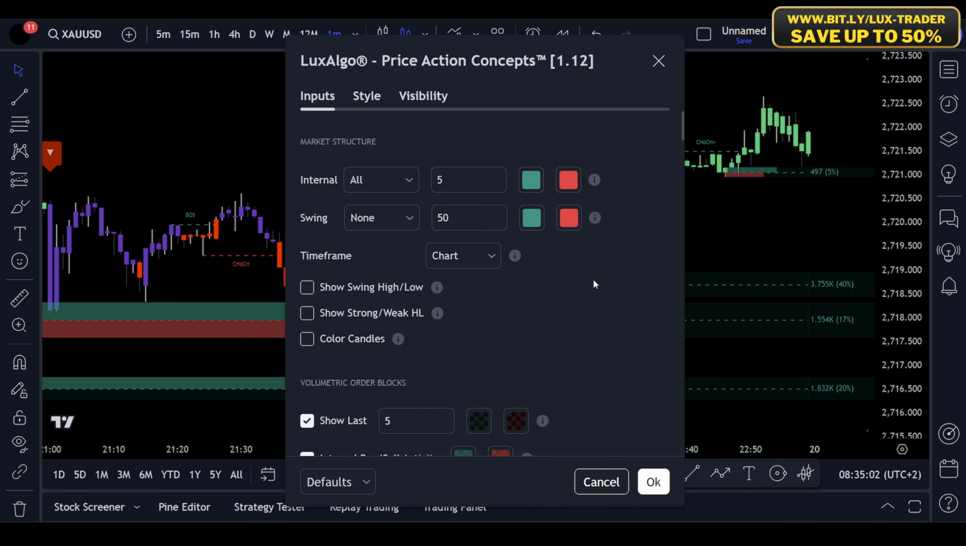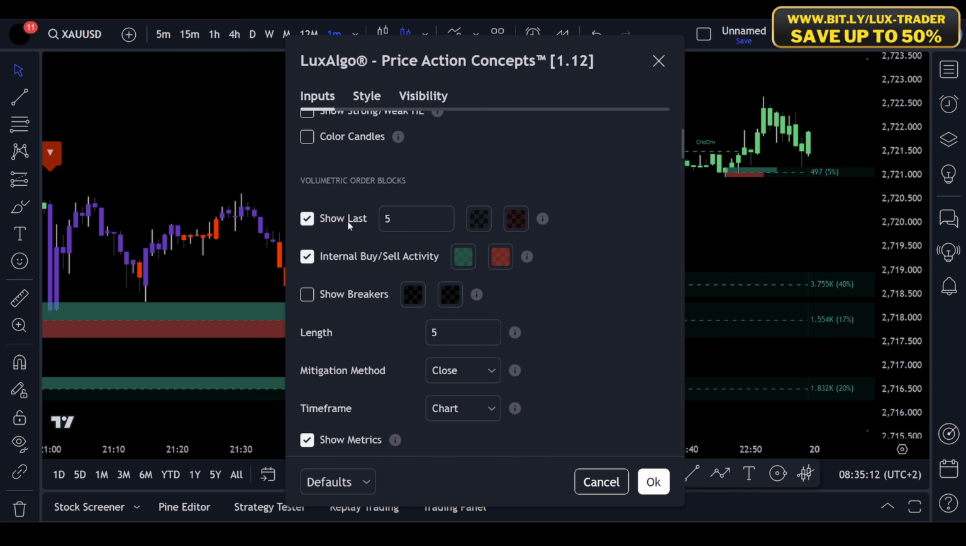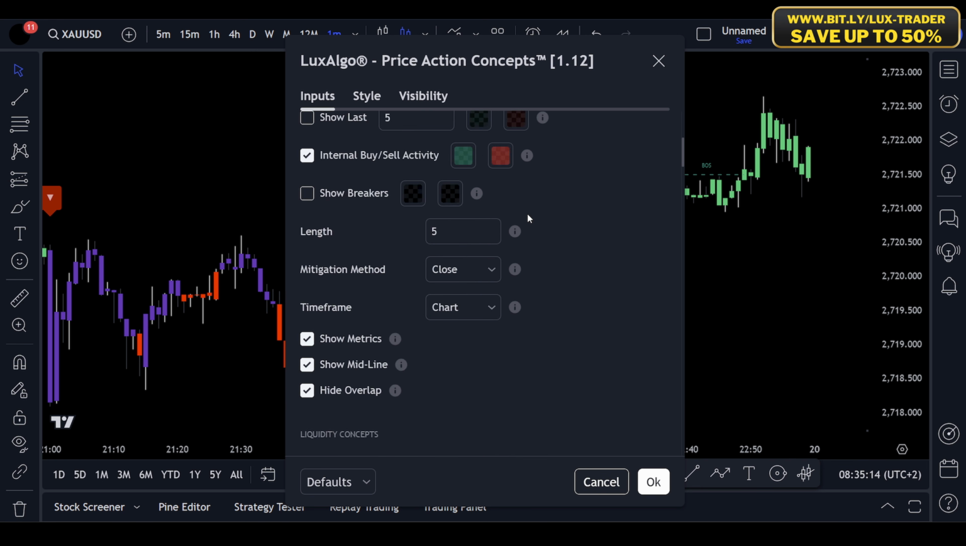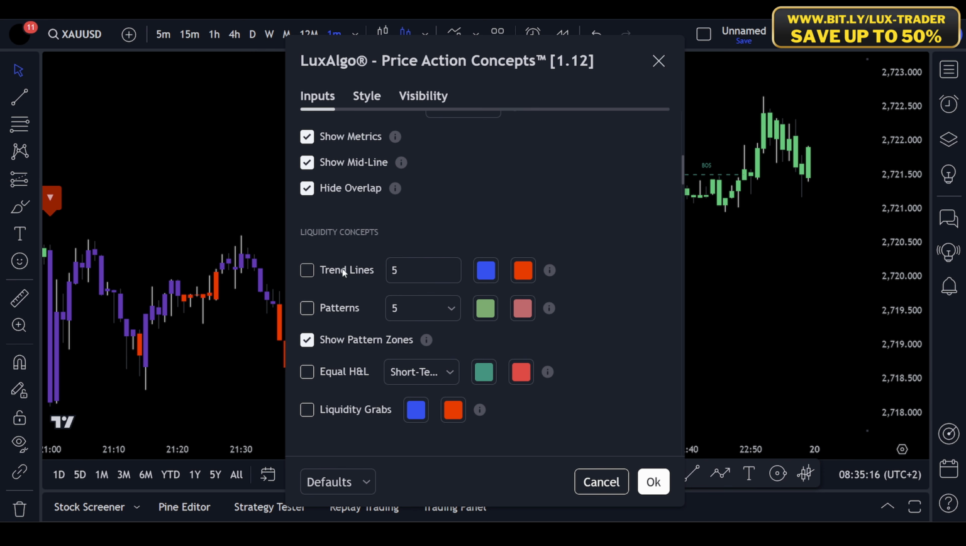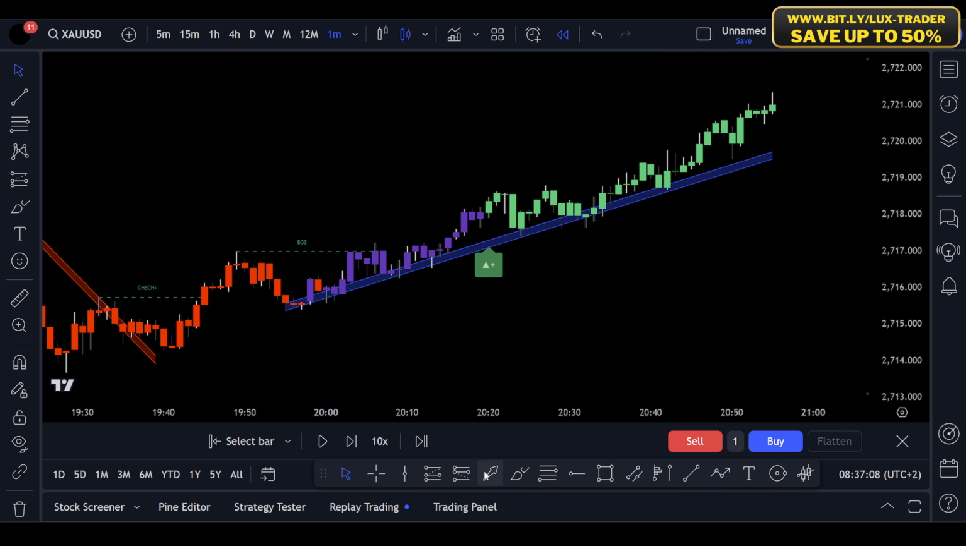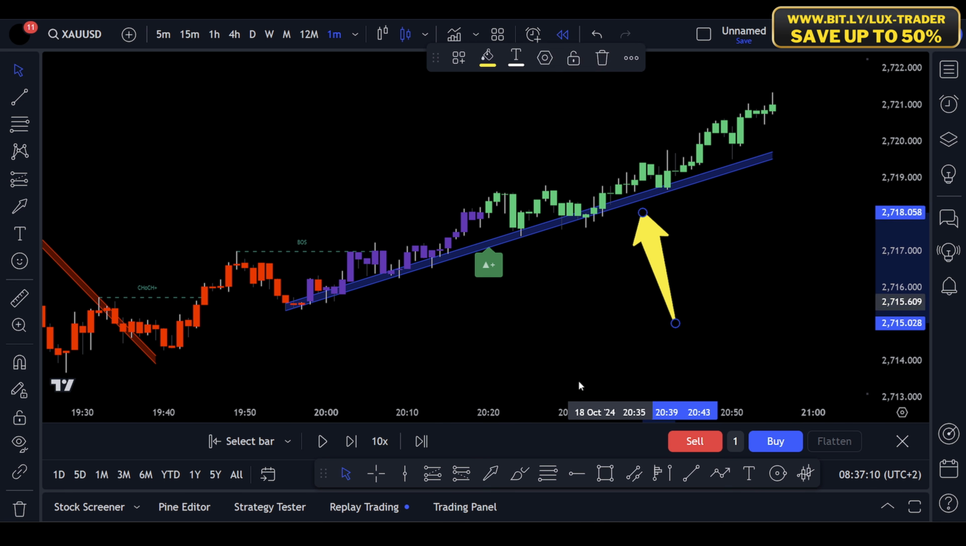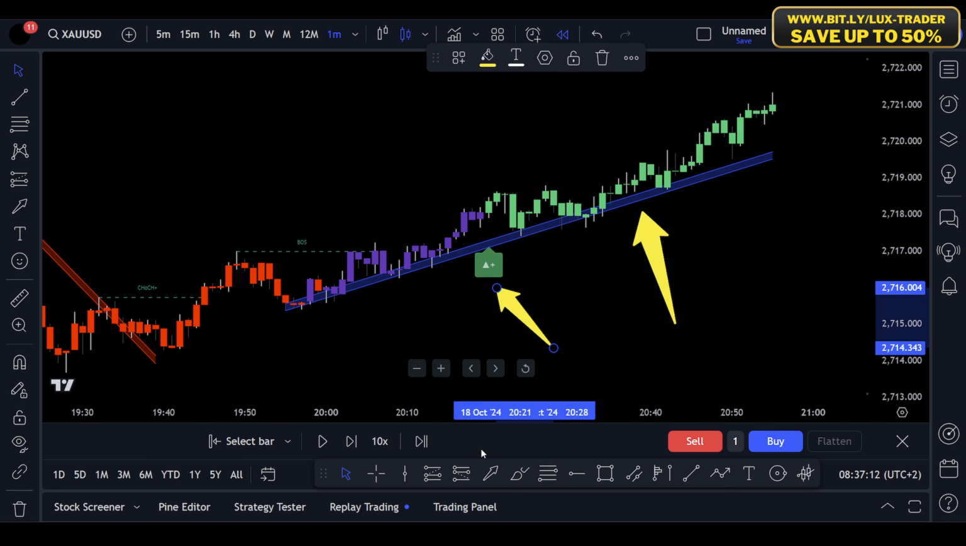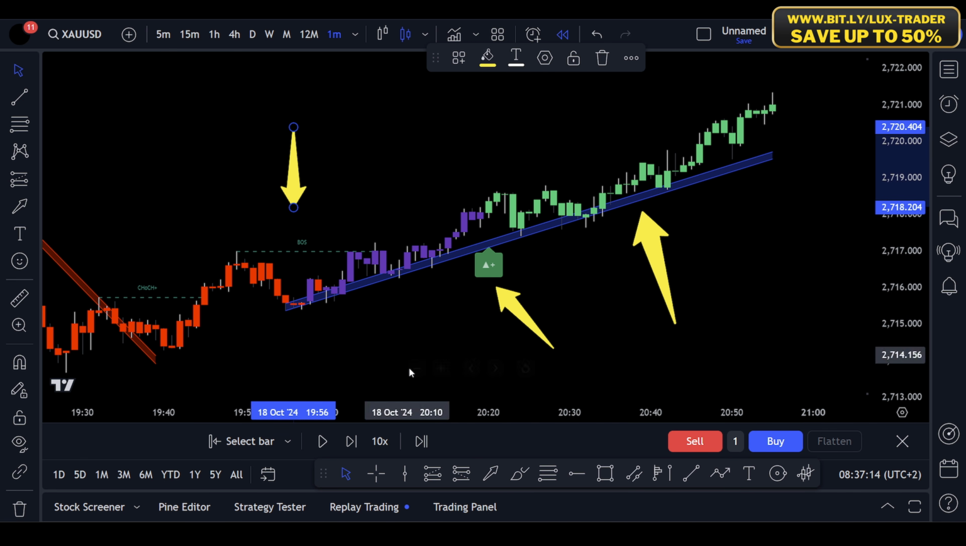Now open the settings of the second indicator. Set the internal market structure value to 10. Disable the Show Last option right here. And now you want to scroll down to the Liquidity Concepts section and enable the trend lines. Our setup is ready. For today's strategy, our main focus lies on combining trend lines not only with the buy and sell signals but also with market structure to have more precise entries.